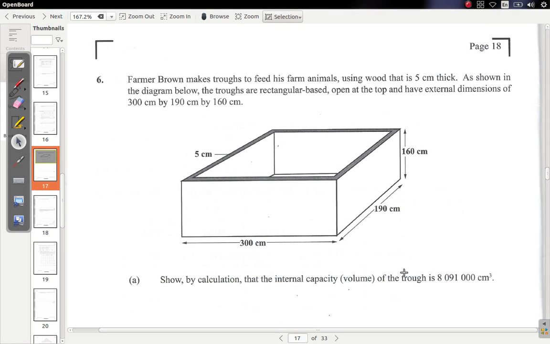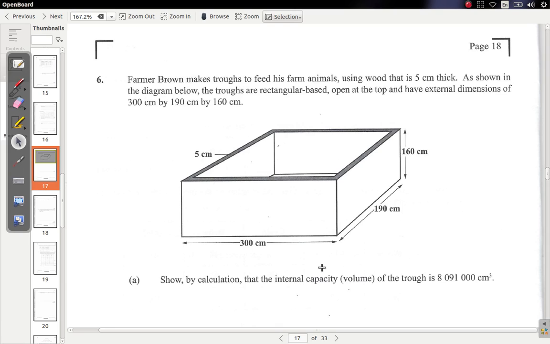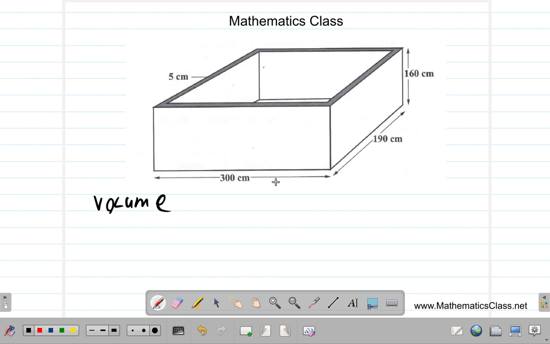And then it says show by calculation that the internal capacity is 8 million odd centimeter cube. Internal capacity, that is the volume. Alright. Now, if you draw just the internal part of the trough, let me just put a little thing together here.